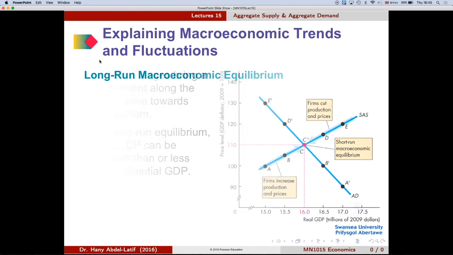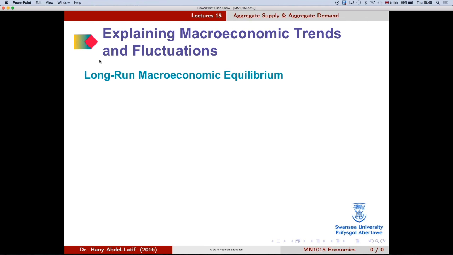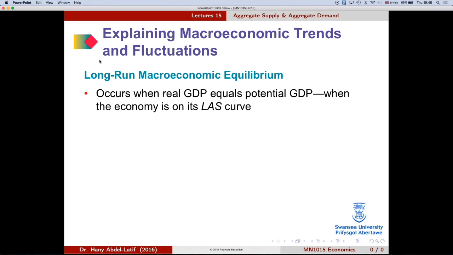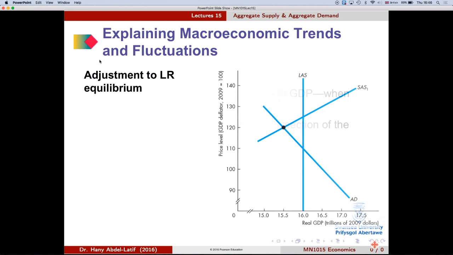Okay? But in the long run, the long run equilibrium will happen when the aggregate demand cuts the long run aggregate supply curve. So we're looking at the long run now. So remember, the long run aggregate supply curve here is vertical, and it is where the real GDP equals the potential GDP. So here, this is the long run aggregate supply.